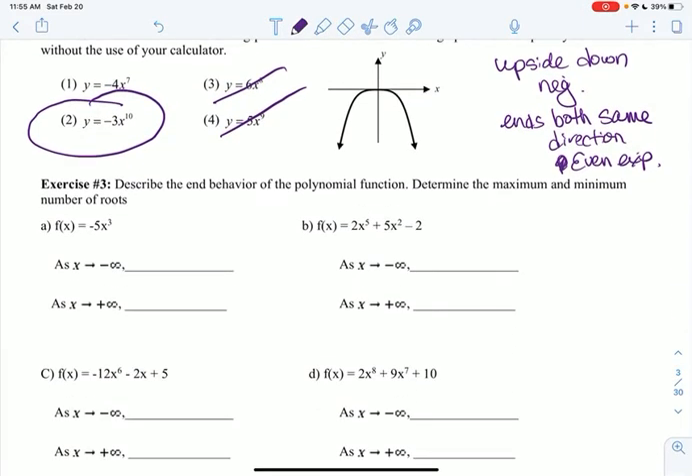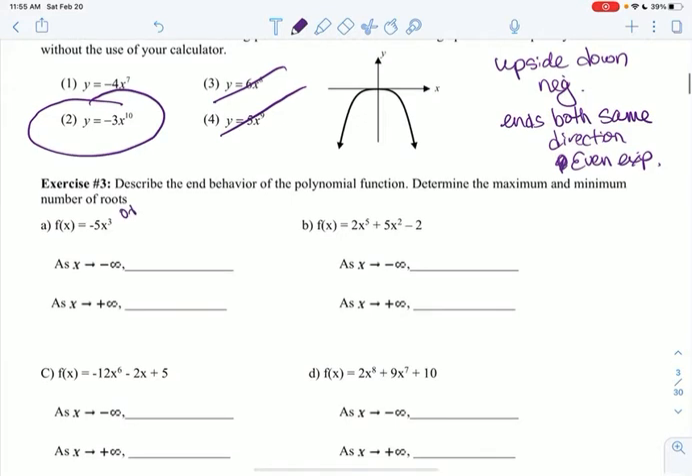Describe the end behavior of the polynomial function. Determine the maximum and minimum number of roots. All right, so first of all, this is odd. So odd goes in different directions. And it's negative. So it's odd and negative. That means this is going to go like this, and this is going to go like that. Odd and negative, the left goes up and the right goes down.